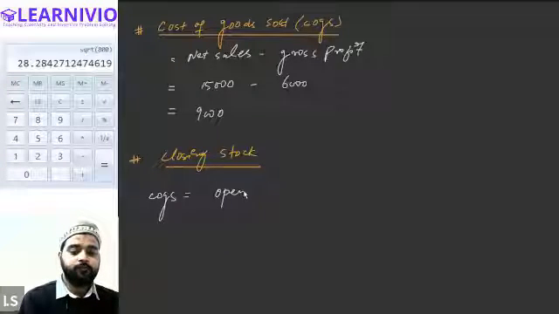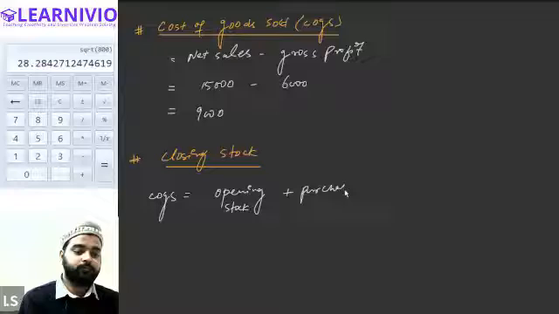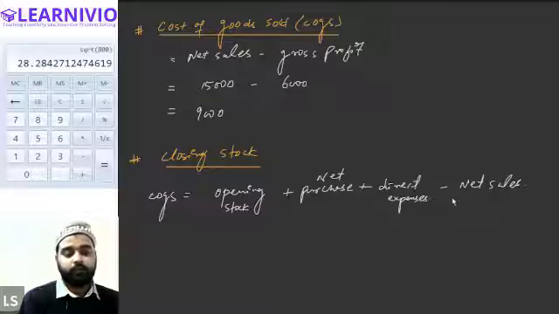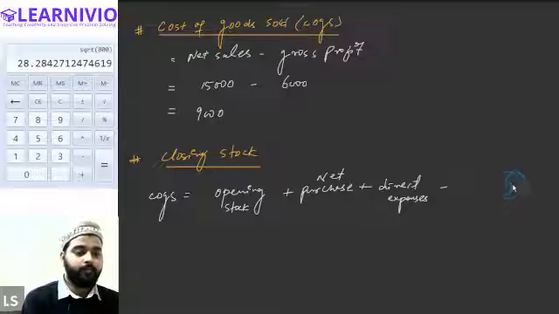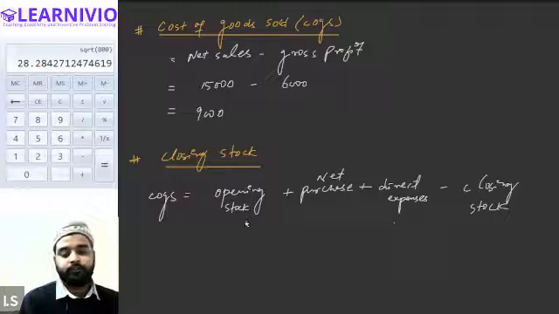opening stock plus purchases, then net purchases, also direct expenses, then reduce the value of the closing stock. This is the formula for the COGS.